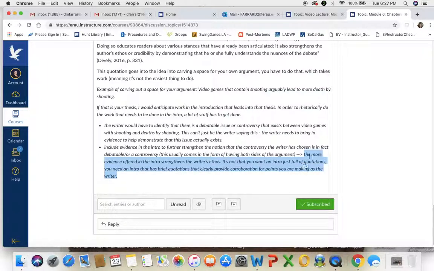The more evidence offered in the intro usually strengthens the writer's ethos. I'm always hesitant on giving this type of information, and I don't want people to take that the wrong way, because you don't want an introduction that's just a bunch of quotations. You need to cleverly and meaningfully integrate clearly chosen quotations, usually brief, that help carve that space you need in the introduction. They should clearly corroborate points you are making as the writer, and all of that should lead up to whatever particular thesis you have. You don't want that disconnect between all of the content in your introduction and the thesis statement.